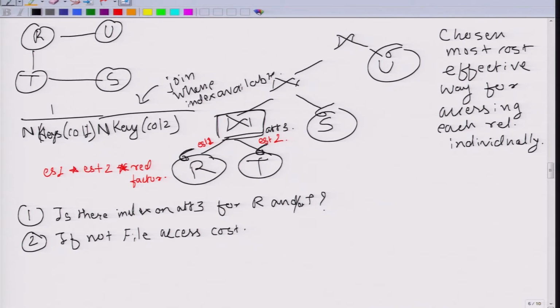So when explaining with an example, I am always going to make one choice and do the further cost estimation based on that choice. So let's say that I have an index available on attribute 3 for table T. So our original query tells us that there is no selection condition on T. So estimate 2 is actually going to be equal to the total number of tuples that are there in this table T. So I have an index on attribute 3 on T.